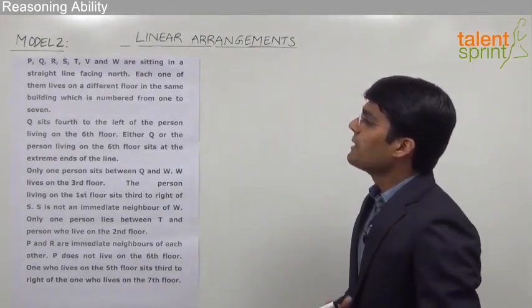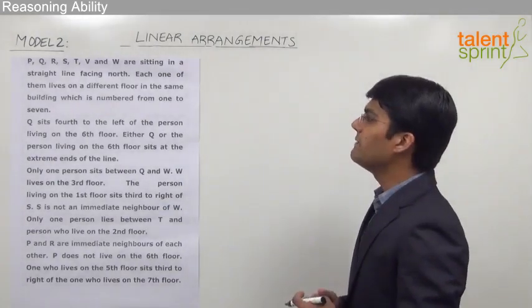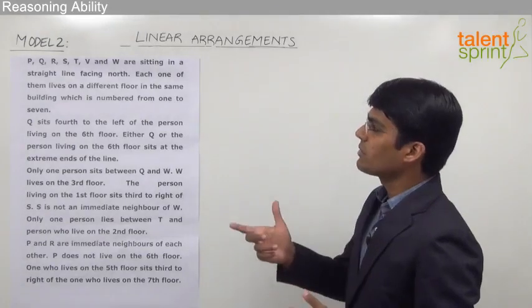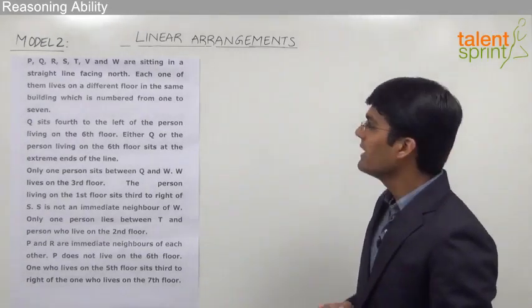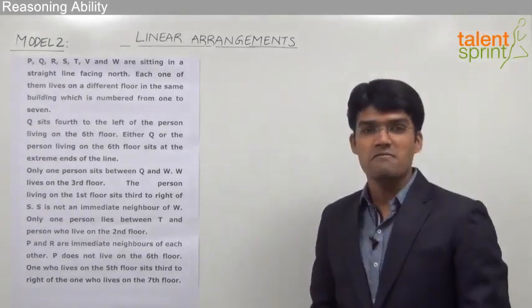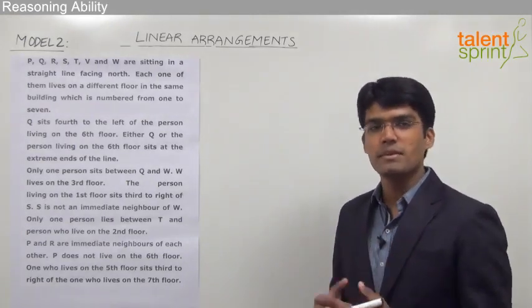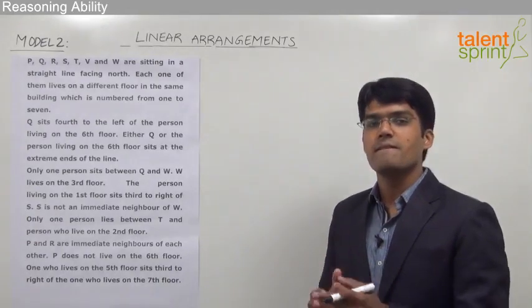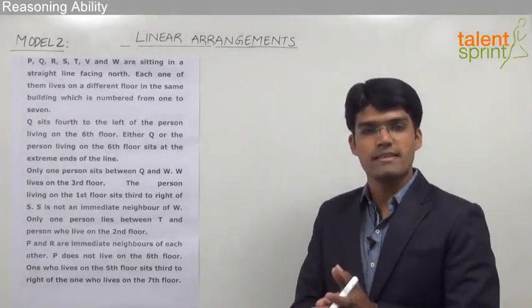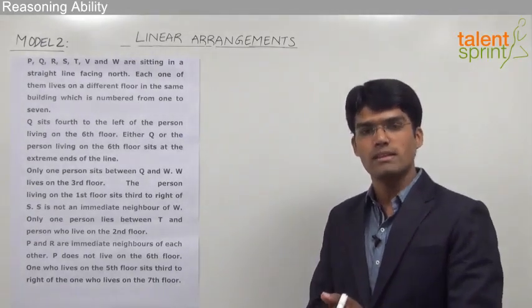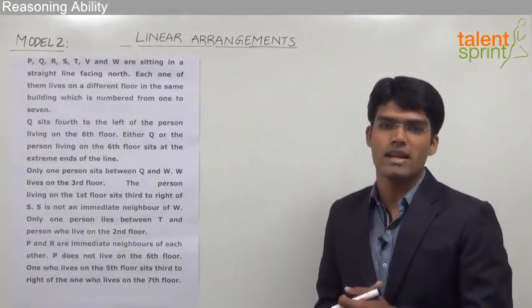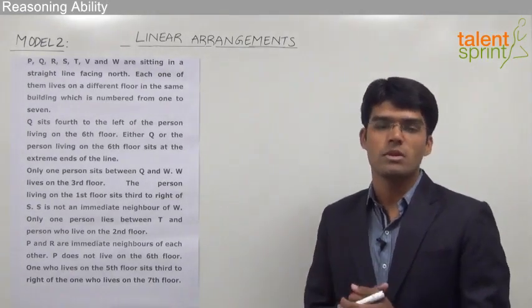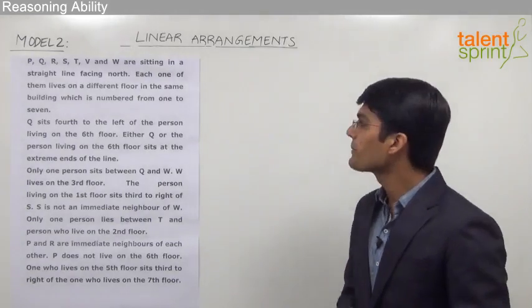The question here is P, Q, R, S, T, V and W. That is, there are a total of 7 persons, as we can see, sitting in a straight line facing north. As we have already discussed, when the persons are facing north, the left of the person should be towards our left and the right of the person should be towards our right on the paper.